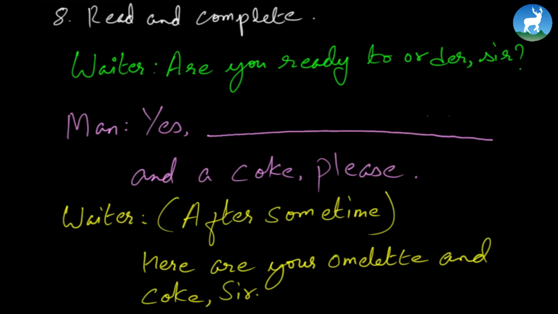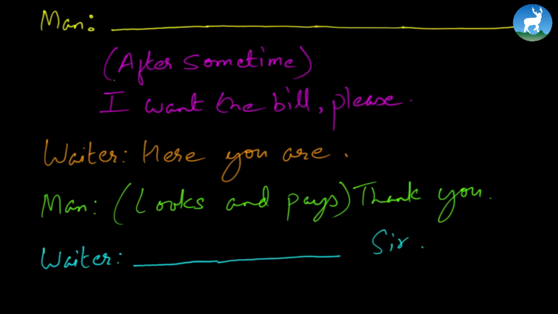Waiter: Are you ready to order, sir? Man: Yes. And there's a big gap, and a Coke, please. Waiter, after some time, he comes back: Here are an omelette and Coke, sir. So we've got to figure out now what it is that he has ordered. See? Omelette and Coke.